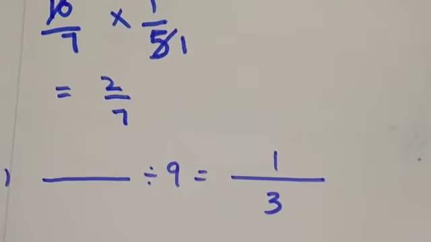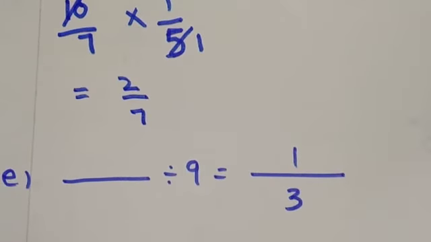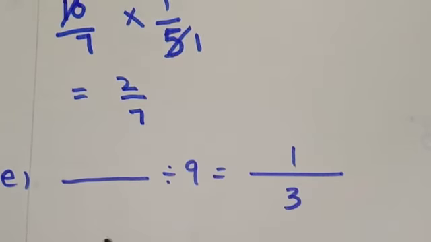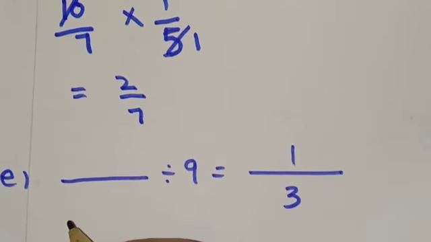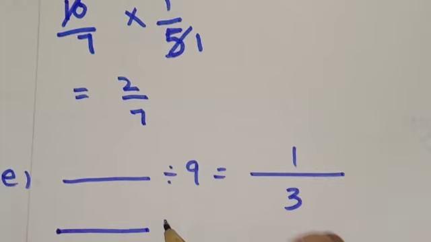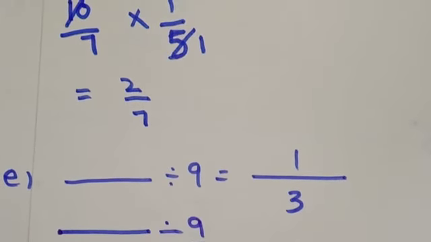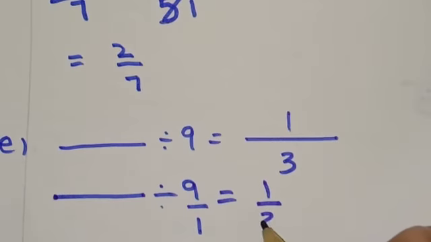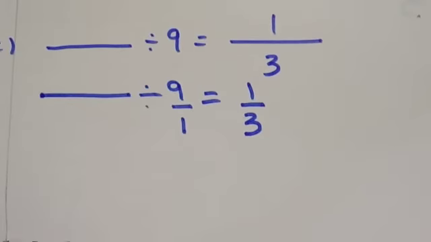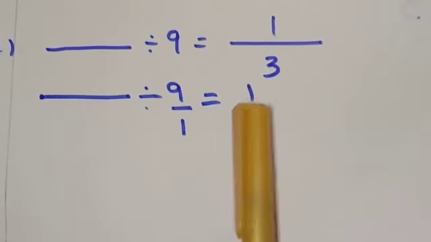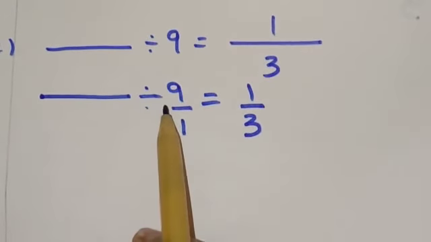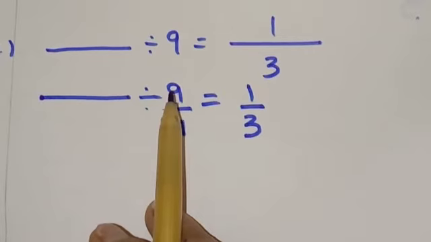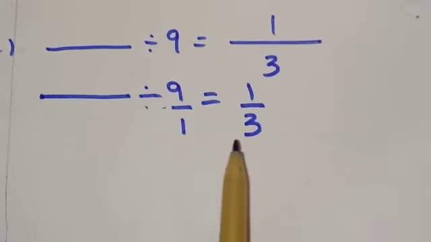Now E part, last part: blank divided by 9 is equals to 1 over 3. Now it is equals to, divide sign as it is, 9 over 1, equals 1 over 3. Here you don't need any procedure, just you can use common sense. That answer is 1 over 3.